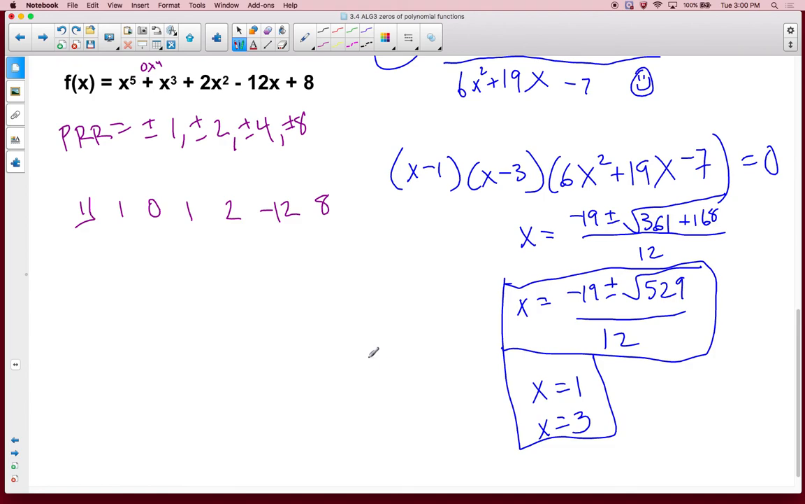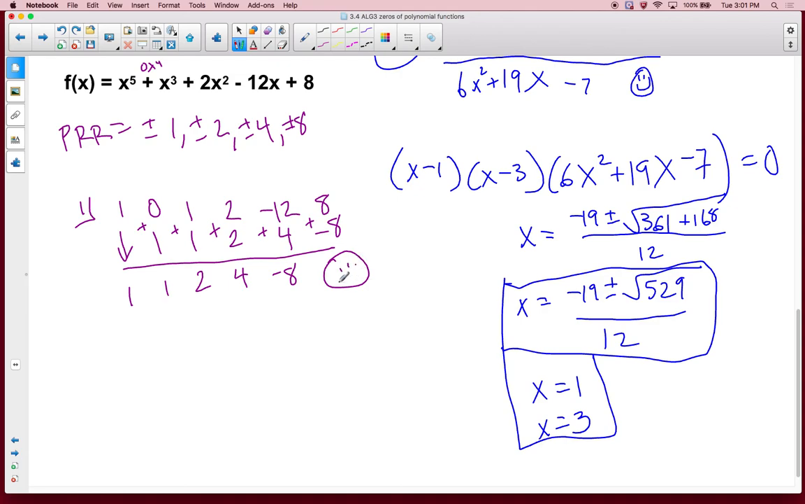Okay, so here we go. We're going to bring down that 1. We know we're going to end up with a quartic at the end of our synthetic division because we started with a quintic, x to the 5th. Okay, so 1, multiply, add these two, you get a 1, multiply, add, multiply, add, multiply, and there we go. Excellent. That means to start us off, we have an x minus 1 as a linear factor because we had x equals 1 worked out.